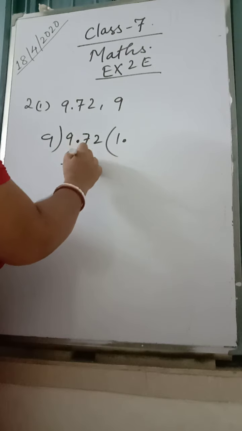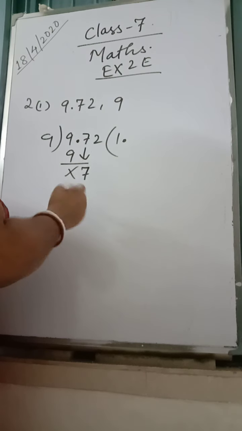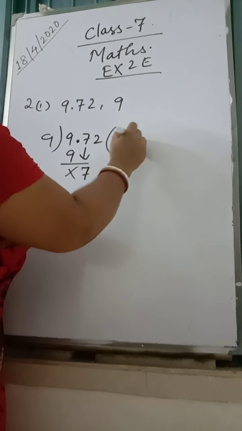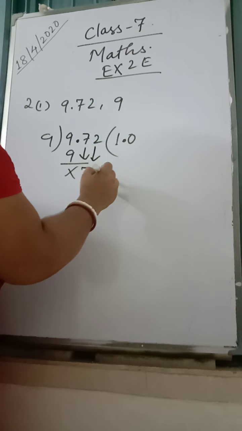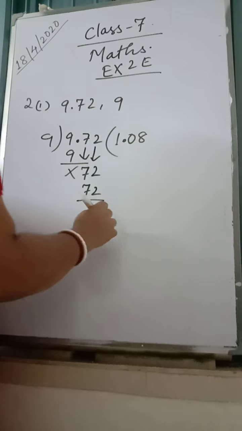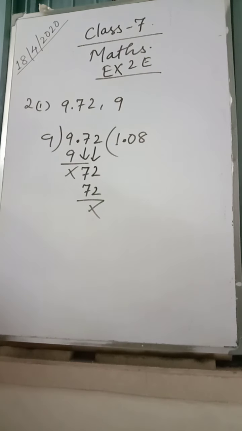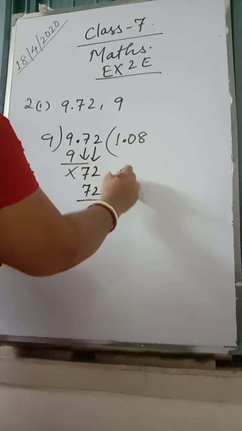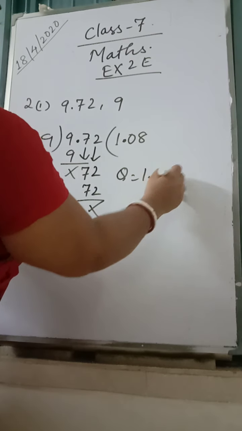7 is coming down the same way. One digit has come down, it is not divisible by 9. So we will be giving 0 and we will take the second digit, that is 2. 9 8s are 72. So this is cancelled. So the quotient is 1.08.